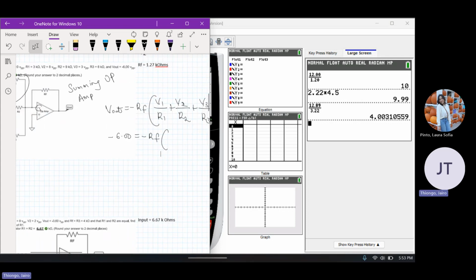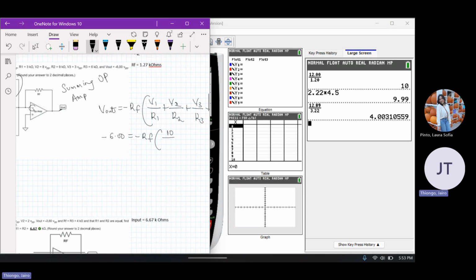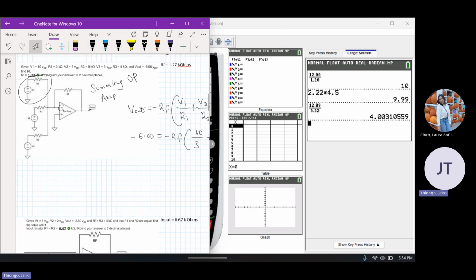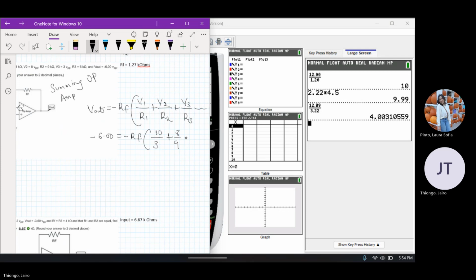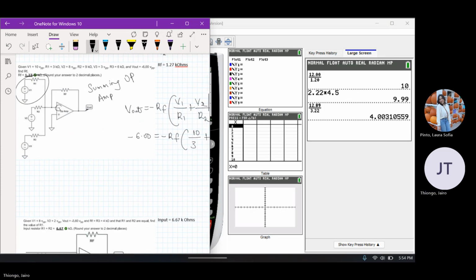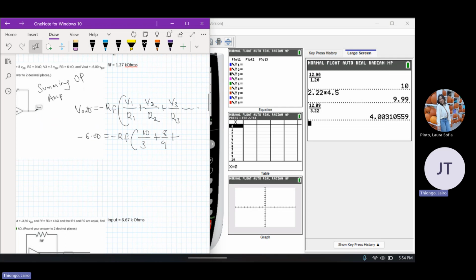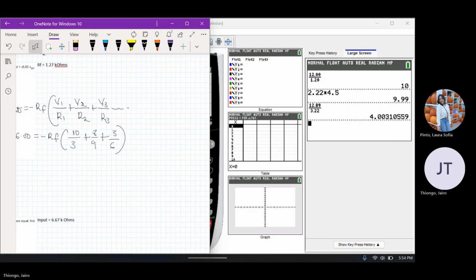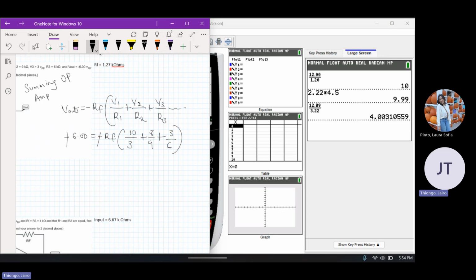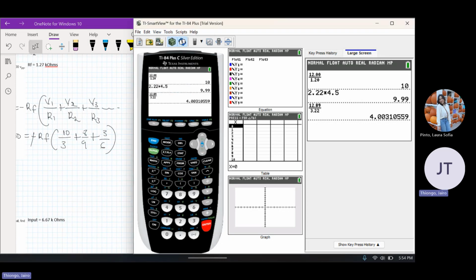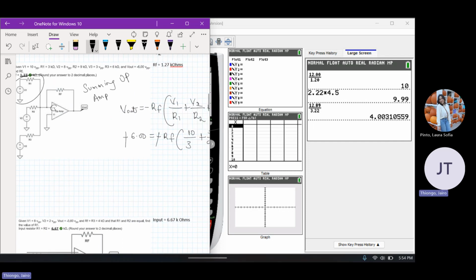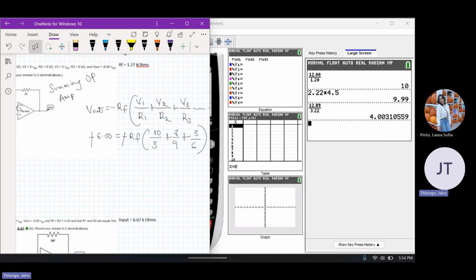V1 is given as 10 over R1, which is given as 3, then 8 over 9 plus 3 over 6. Doing this on a calculator. We can cancel out the minus signs because we have the minus on both ends. Let me make sure one more time: V1 over R1, 10 over 3, 8 over 9, and 3 over 6.